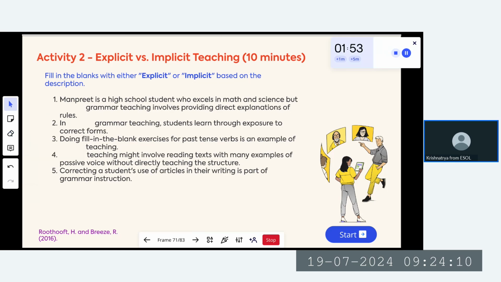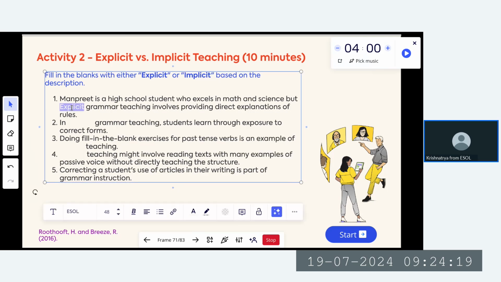Okie dokie, let's check the answers. Thank you very much. Most of you are done anyway. Number 1 is explicit. Number 2 is implicit. Fill in the blanks is explicit. Implicit is number 4, and number 5 is explicit. So E-I-E-I-E.